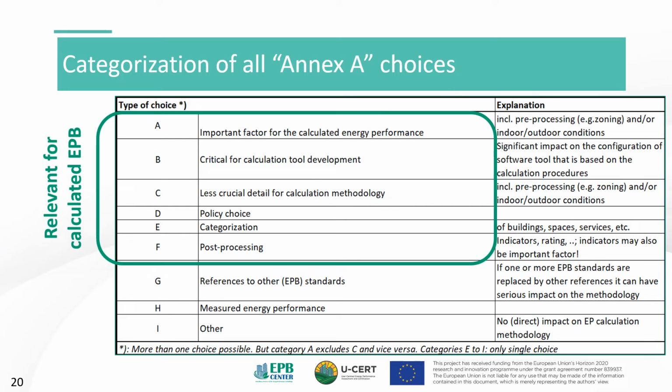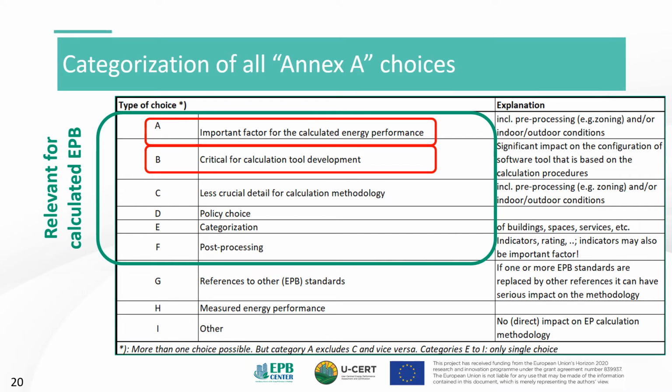So for the calculated energy performance of buildings, we concentrate on these first 6 categories, because the other ones are not relevant for the calculation. References to other EPB standards are relevant, of course, but we assume that all of the relevant EPB standards have been adopted, so that we have a fixed choice on that. But if we leave aside the less crucial details, we concentrate further on the important factors and on the critical factors for the calculation tool development. And then we can further see whether these concern post-processing, categorization or a policy choice.